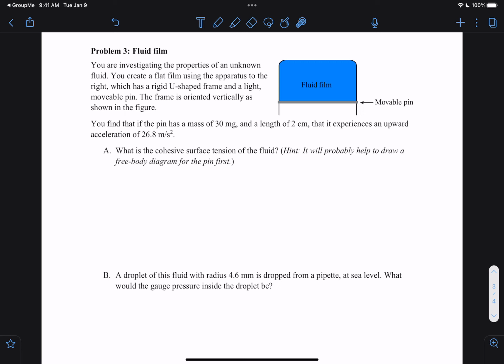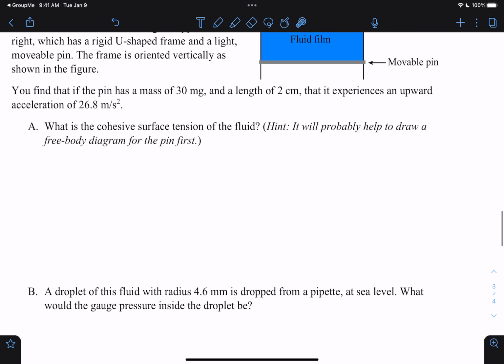And you find that if the pin has a mass of 30 milligrams and a length of 2 centimeters, it experiences an upward acceleration of 26.8 meters per second squared. So for part A, they're asking us, what is the cohesive surface tension of the fluid? And that'll probably help to draw a free body diagram for the pin first.